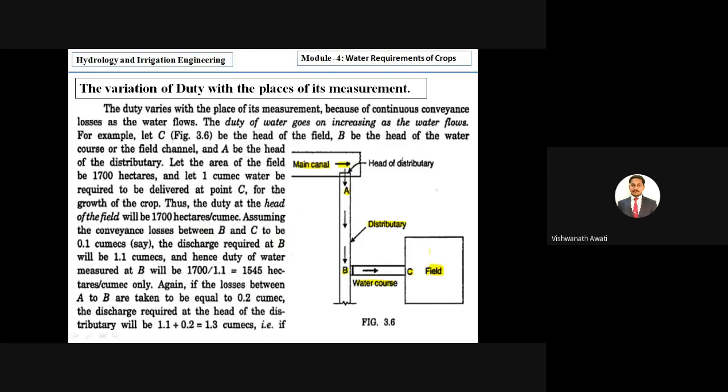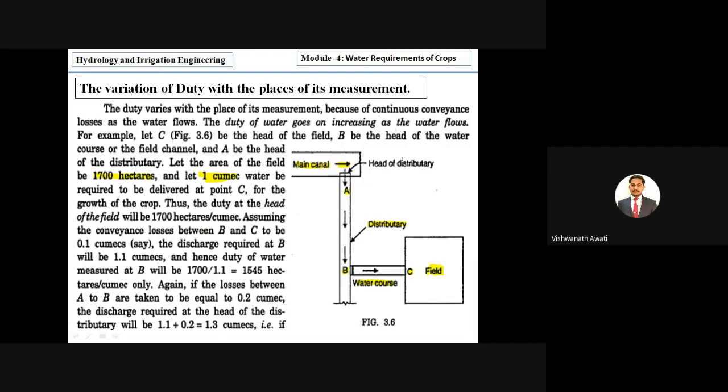So the question is how duty varies with the place of measurement, correct? For example, we require water for this field. It is calculated and we know how much duty is required. For example, if the area is 1700 hectares, this entire field is 1700 hectares, then for this 1 cumec of water is required, right? So will the same amount be released from the main canal?